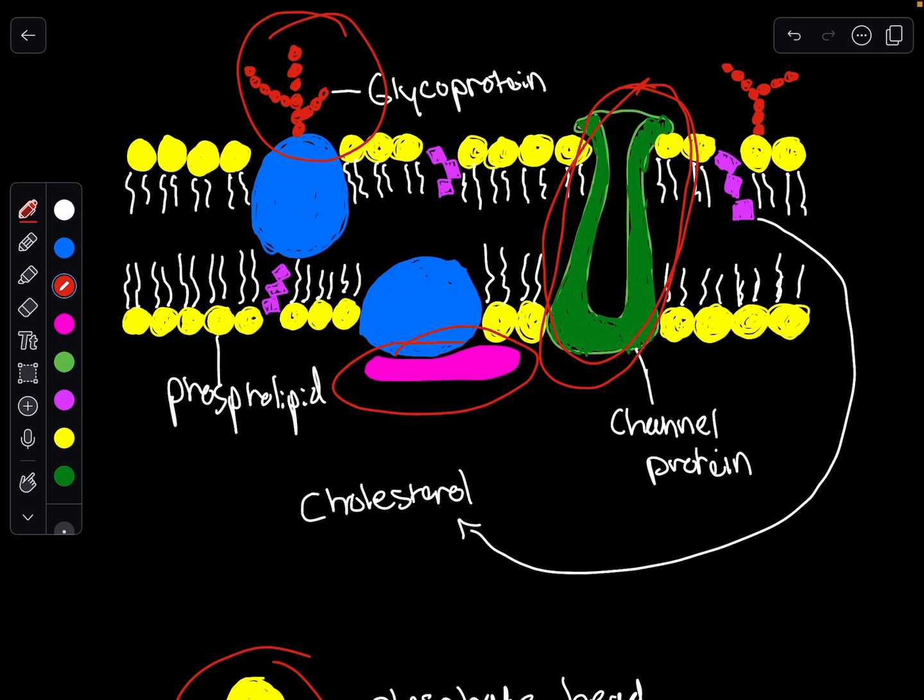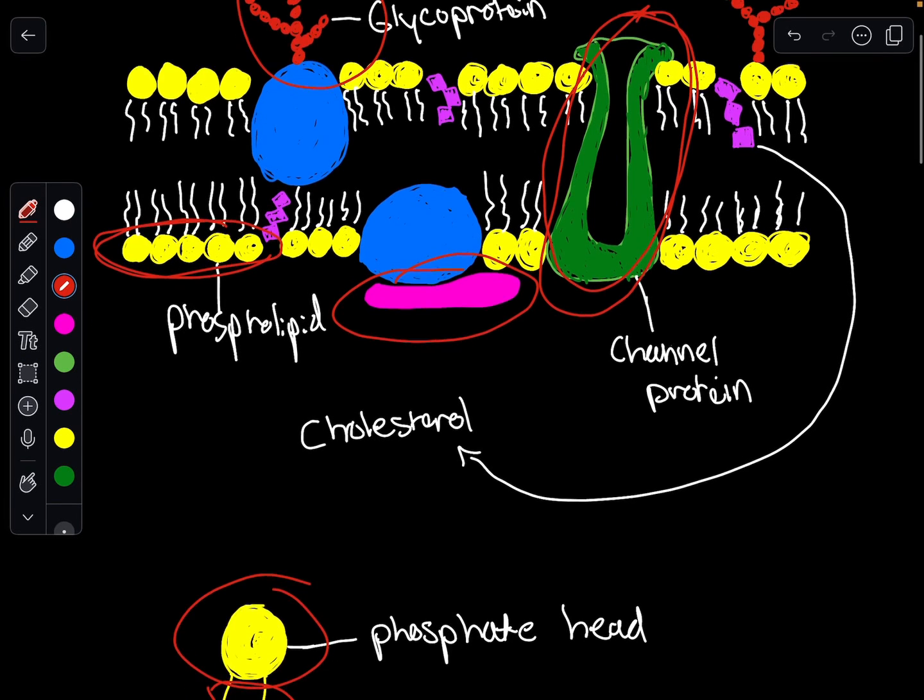Fifth, we have the enzymatic proteins. They speed up chemical reactions on the membrane surface. And then for the sixth, we have junction proteins, which link cells together to form tissue, and that would be these right here.